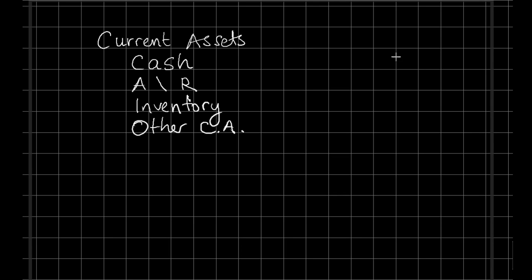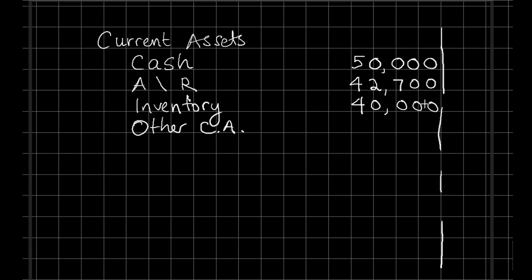As I said earlier, I need to align my figures, so let's say that's the line of alignment that I have in mind. So I will try to align my numbers along this line. Cash is in the amount of $50,000. Then we have accounts receivable in the amount of $42,700. Inventory was $40,000, and finally other current assets are $5,000. So if I add up all these figures, I should come up with my current assets that I listed above.